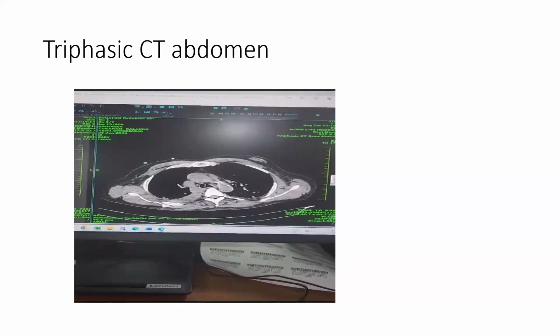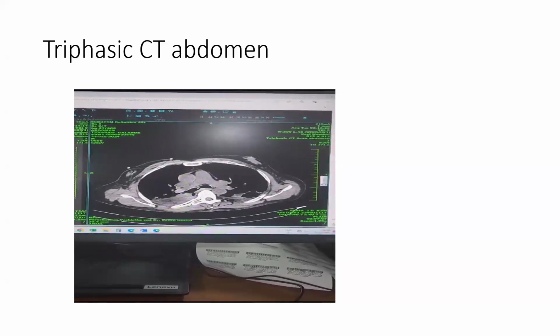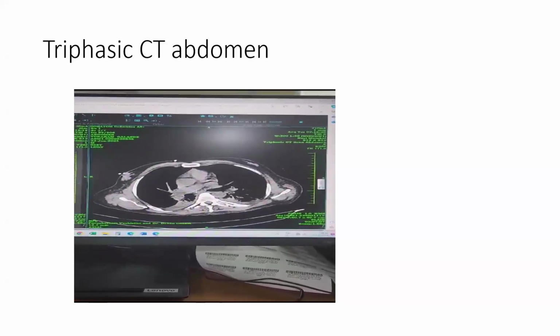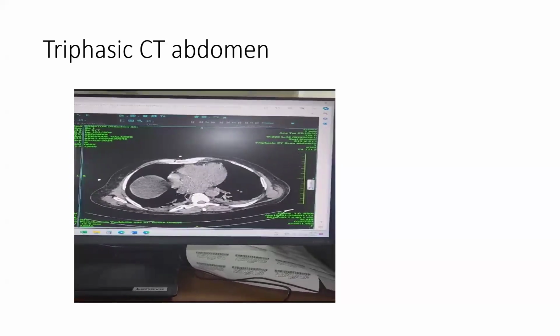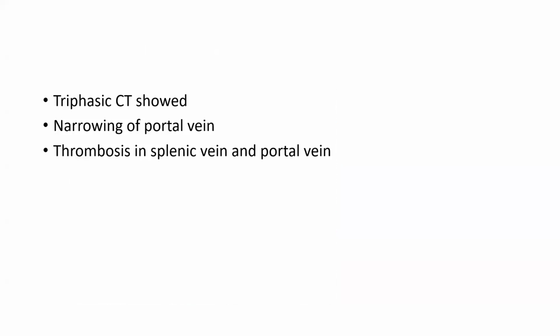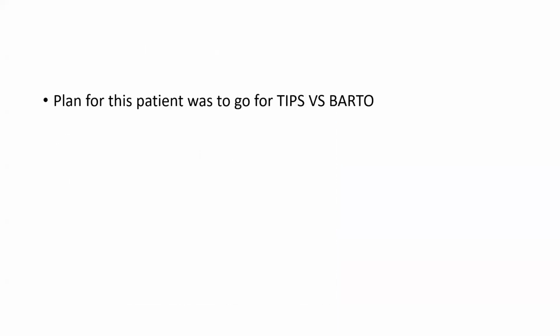This was the triphasic CT of the patient. The triphasic CT showed narrowing of the portal vein and thrombosis in the splenic vein and portal vein. So our further plan was for this patient to go for TIPS or BRTO.